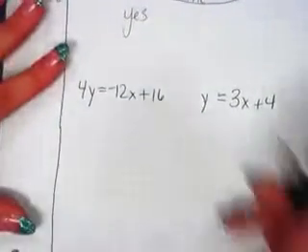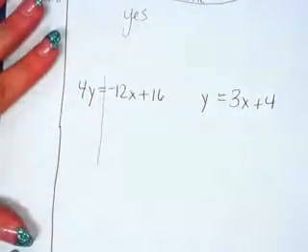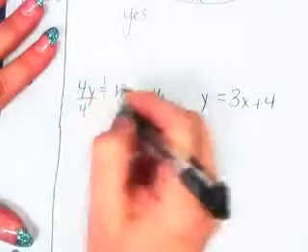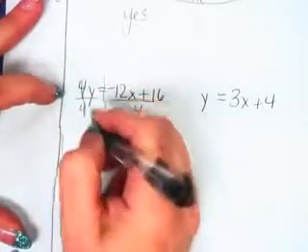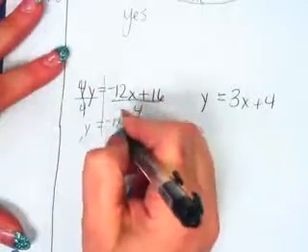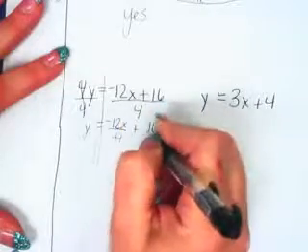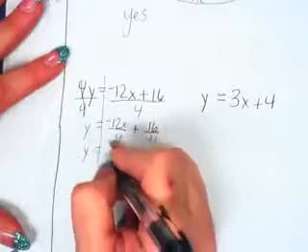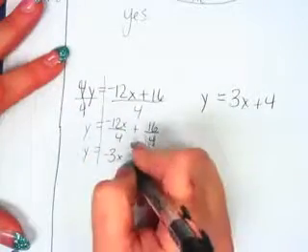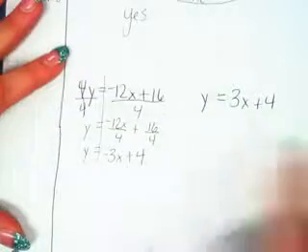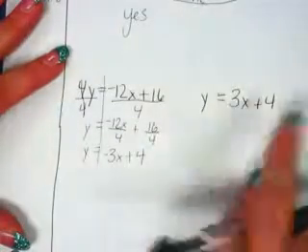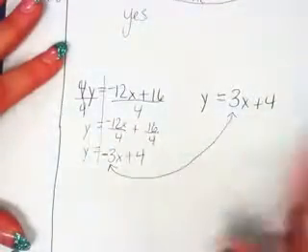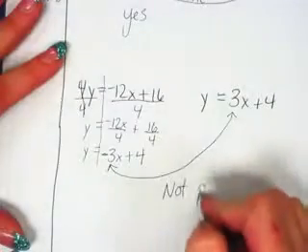Let's try this one. Again, we're going to solve. We still want to know if they're parallel. We want to get the y by itself. The only thing we have to get rid of is the 4, so divide both sides by 4. On this side you just divide each term by that 4. Negative 12 divided by 4 would be negative 3x, plus 16 divided by 4 is 4. This one's already in the correct form, but you'll notice that these two are not the same. This is negative 3 and this is positive 3, so it is not parallel.